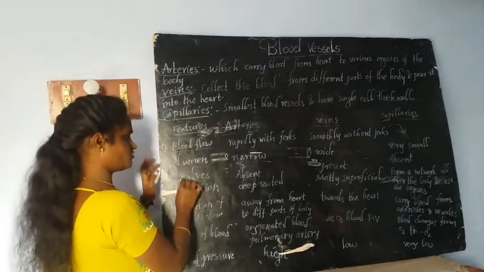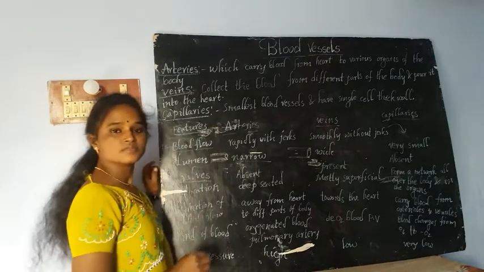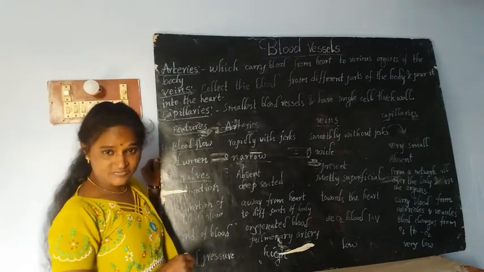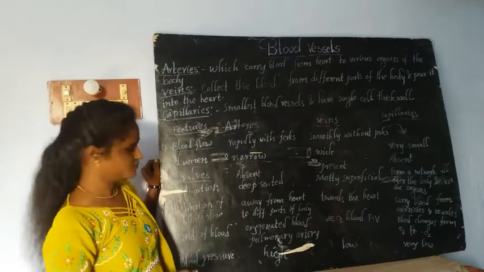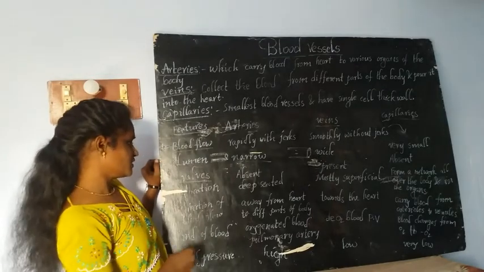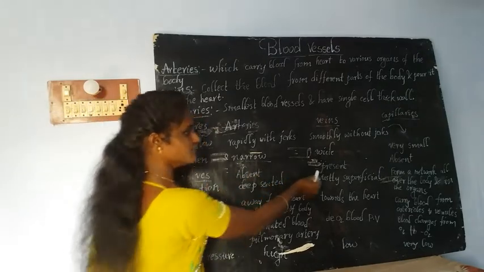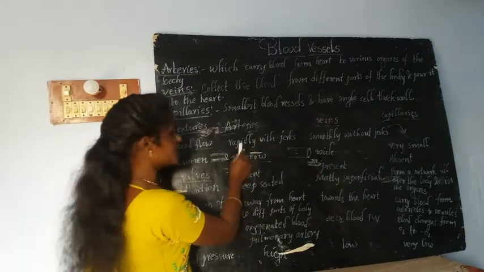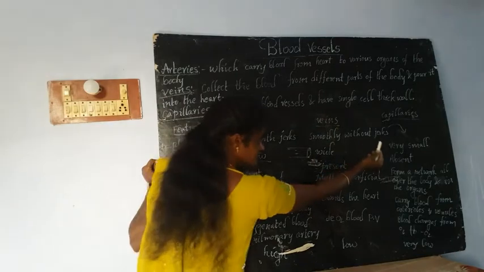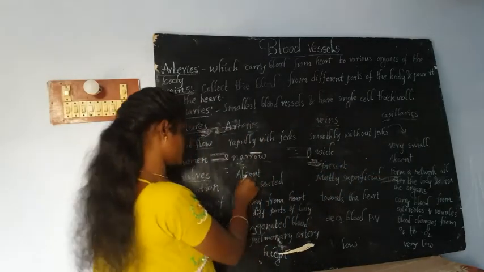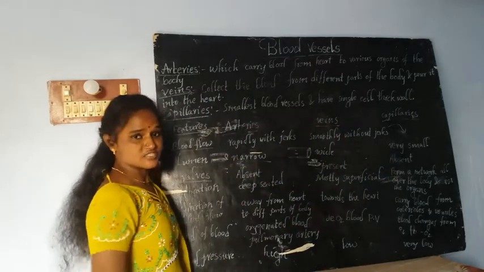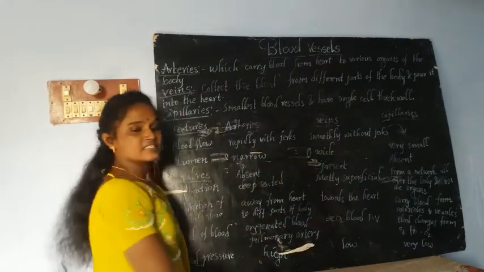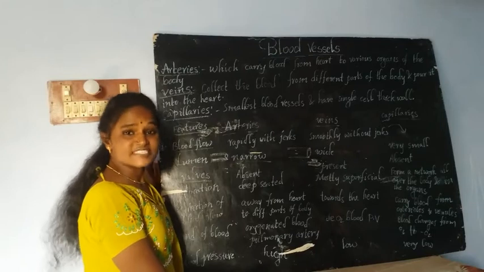See here, children, what about valves? You heard the word valves. They just look like a flap-like structure. If you see here, they are present only in the veins, not in the arteries or the capillaries. In the arteries, the valves are absent. In the capillaries, the valves are absent. But in veins, the valves are present.